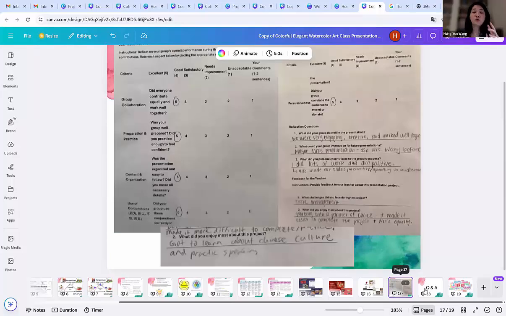Okay. And then for reflection, when they are listening to the recording, I also let them do peer evaluation. I didn't show that, but this is a personal reflection for them. They can choose to let me know what they learned, and also how they cooperated with their partner: group collaboration, preposition practice, content organization, and the use of conjunction words.